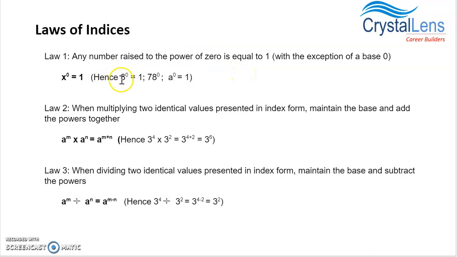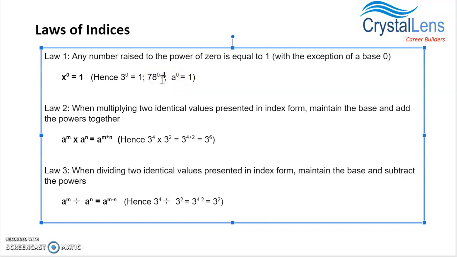For example, 3 raised to power 0 is 1. 78 raised to power 0 is 1. Or a raised to power 0, the answer remains 1. The answer does not change.